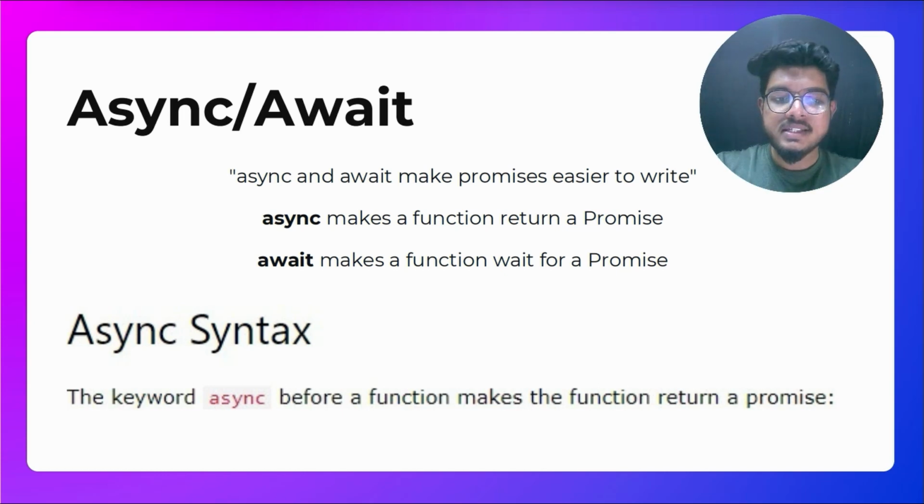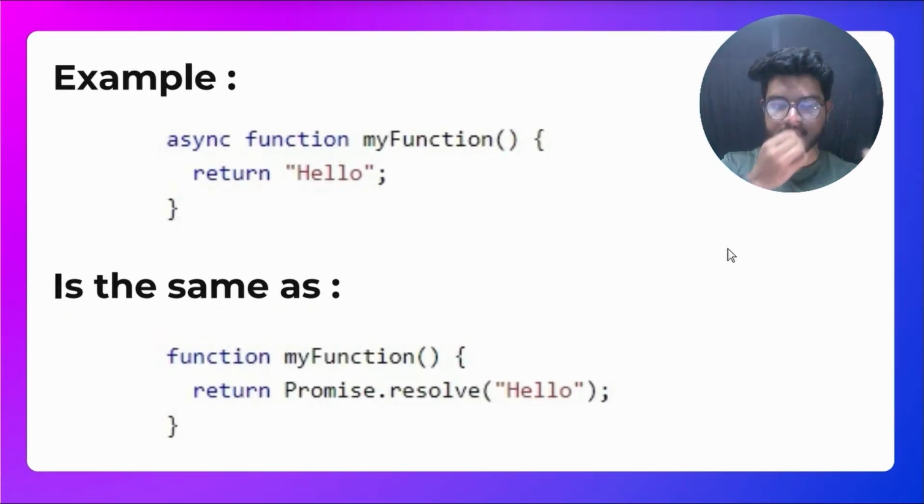Syntax. The keyword async before a function makes the function return a promise. Async is nothing but a reserved word which has certain properties. Similarly, await has certain properties. Next slide. We'll understand this briefly.